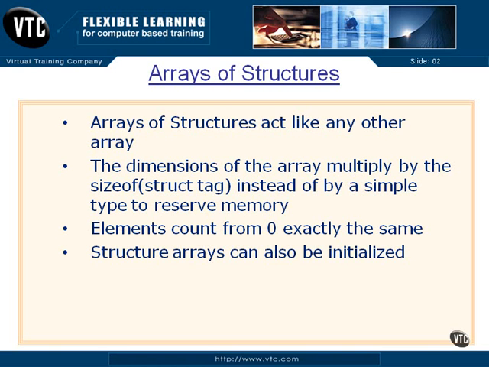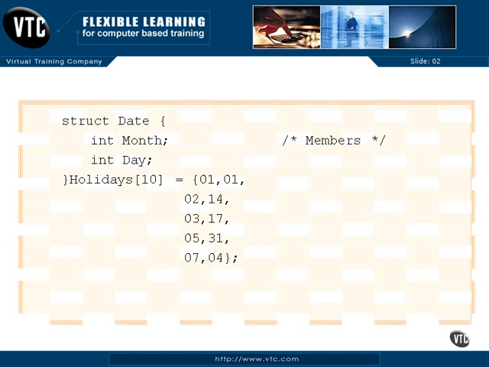Remember when we did an integer array, ints are 4 bytes long, and if you did an integer array with 10 elements to it, you would get 0 through 9 elements, 10, and that would be times 4 bytes, you take up 40 bytes of memory. Well, if you ask for a 10-element array of structures, the 10 will be multiplied by the size of the structure. And that could wind up being a sizable block of memory that you're asking for there. The elements count from 0 exactly the same way, and structure arrays can also be initialized, just like this.